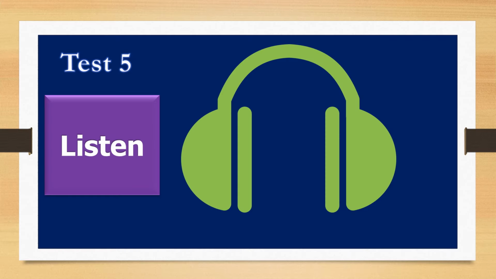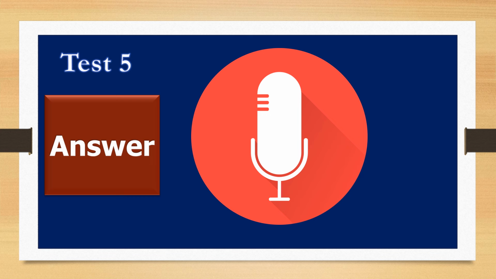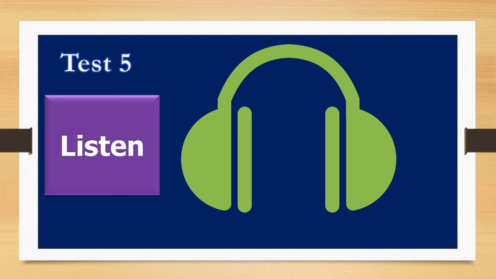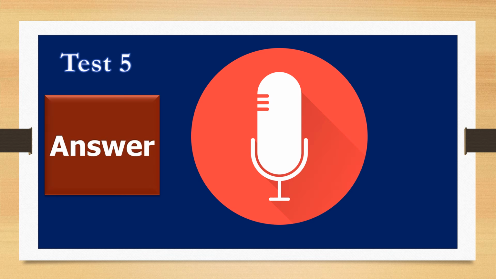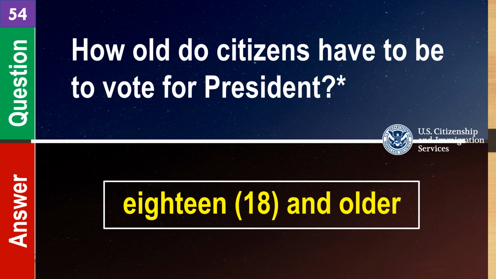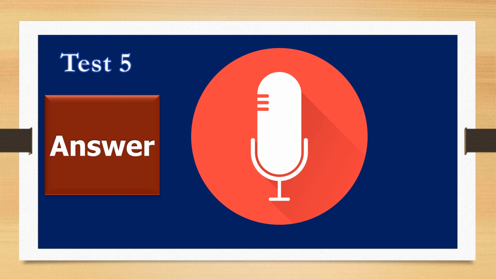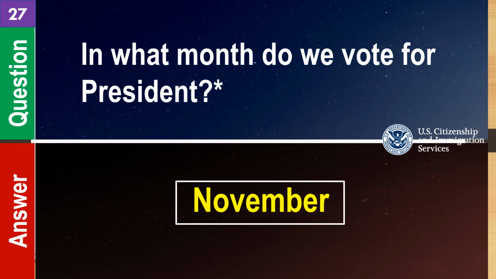Who is the father of our country? George Washington. How old do citizens have to be to vote for president? 18 and older. In what month do we vote for president? November.